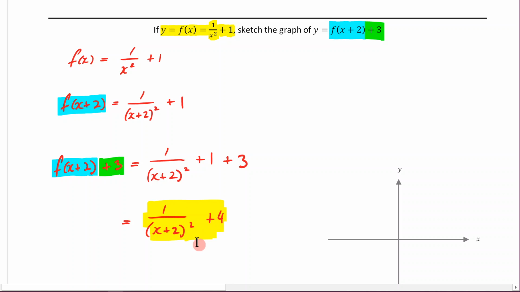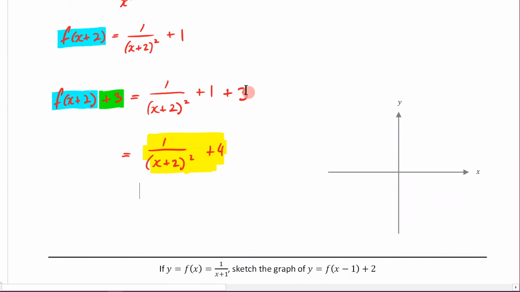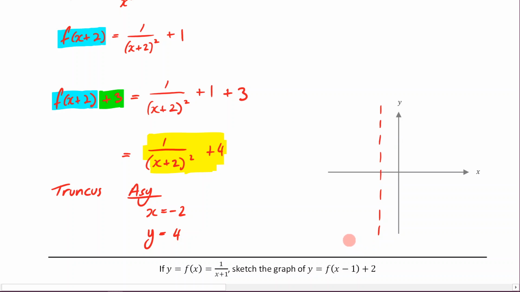So that was the hardest part of this question, reading what it was really asking us to do. The next thing we have to do is just recognize some things about this graph. First thing we're going to recognize is that it's a truncus. What we know about a truncus is that it has asymptotes. For here, it's going to be x is equal to -2 and y is equal to 4. So I'm going to say, all right, I'm going to have x is equal to -2. Remember, you always have to label your asymptotes, and y is equal to 4.